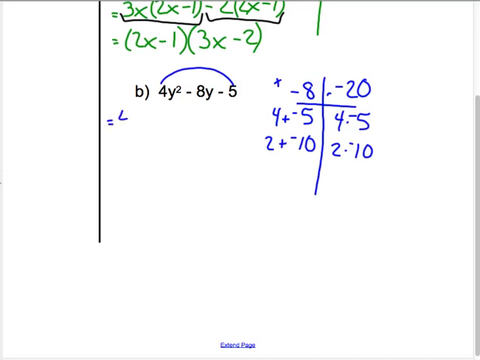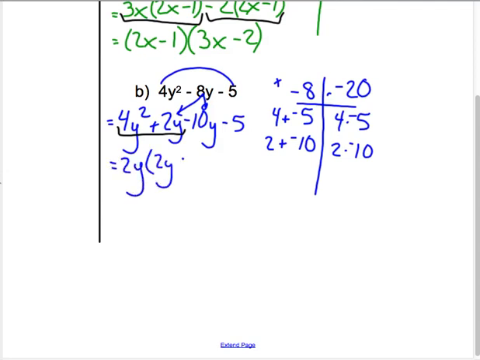So that's how we'll rewrite our middle two terms. So the negative 8y becomes a positive 2y minus 10y minus 5. So that's where those two terms are coming from. Factoring by grouping, for my first two terms, my GCF is 2y, leaving me with 2y plus 1. For my second two terms, my GCF is negative 5, because I want what's inside the parentheses to be positive.